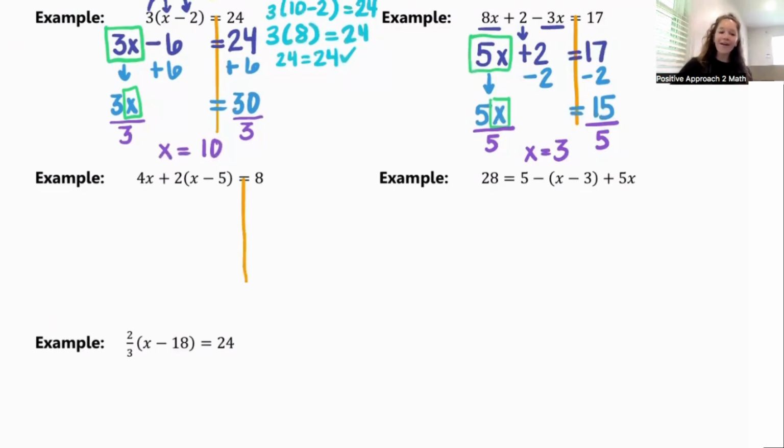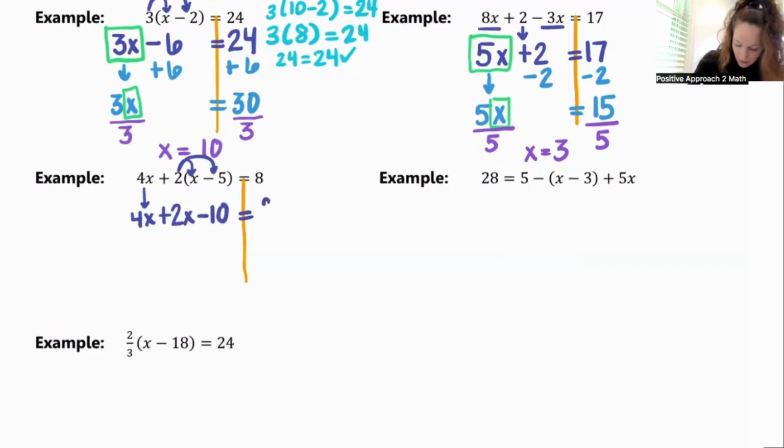Moving right along. We are looking at something where I have a feeling it's going to have both distribute and combining like terms. So let's take a look here. If I look at this problem, I see 4x plus 2, and then I see parentheses. So remember that 4x, we just bring it on down. This 2, we will distribute. So that's going to become plus 2x. And then 2 times -5 will give us -10. Remember, distribute means to multiply.